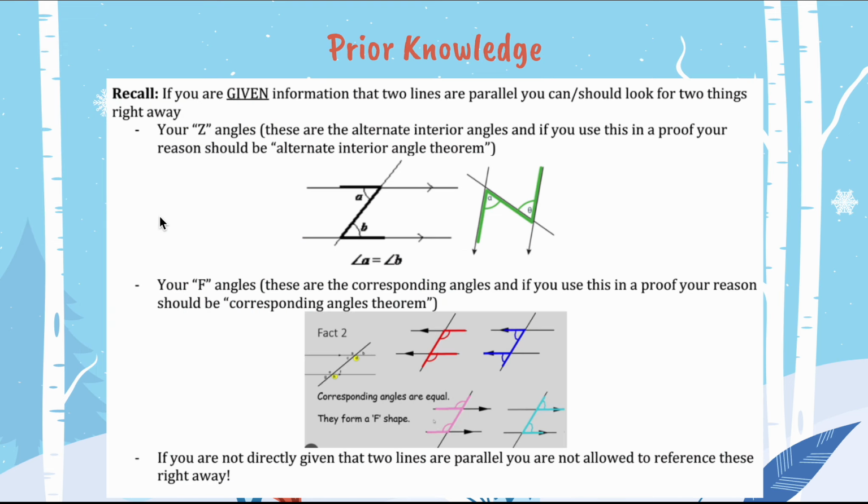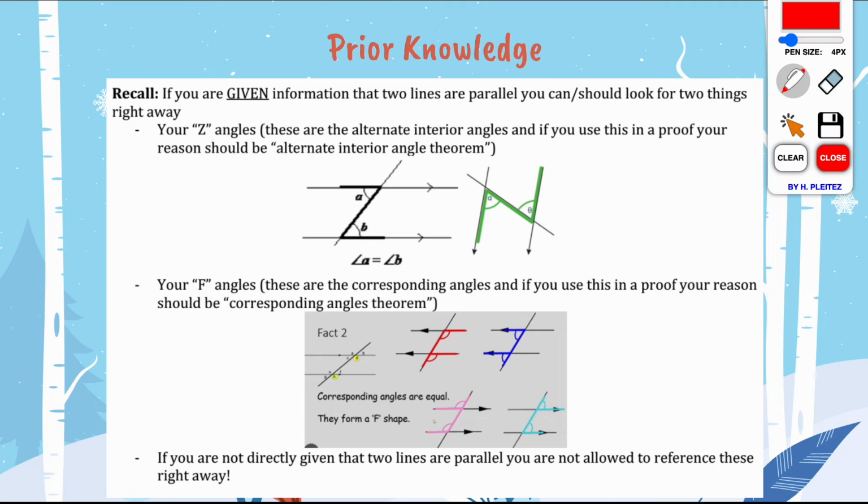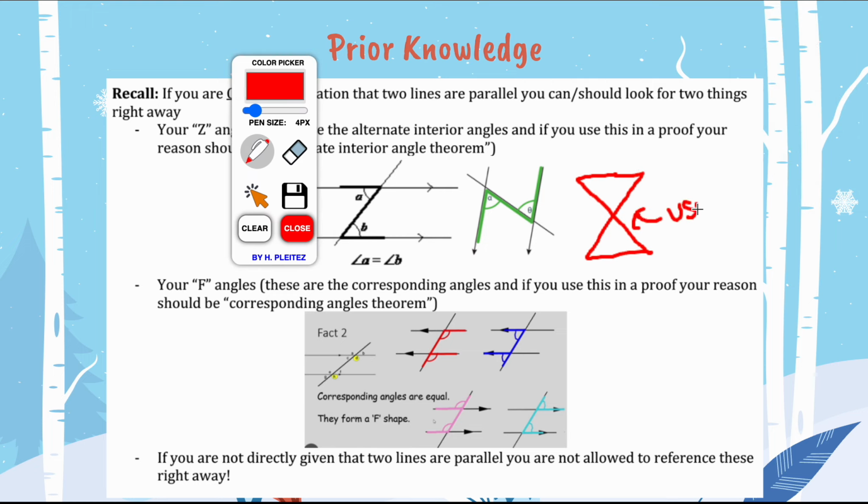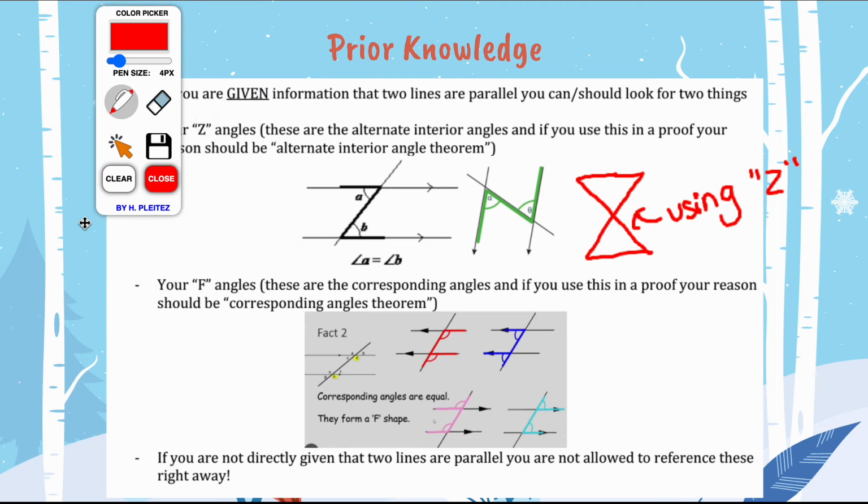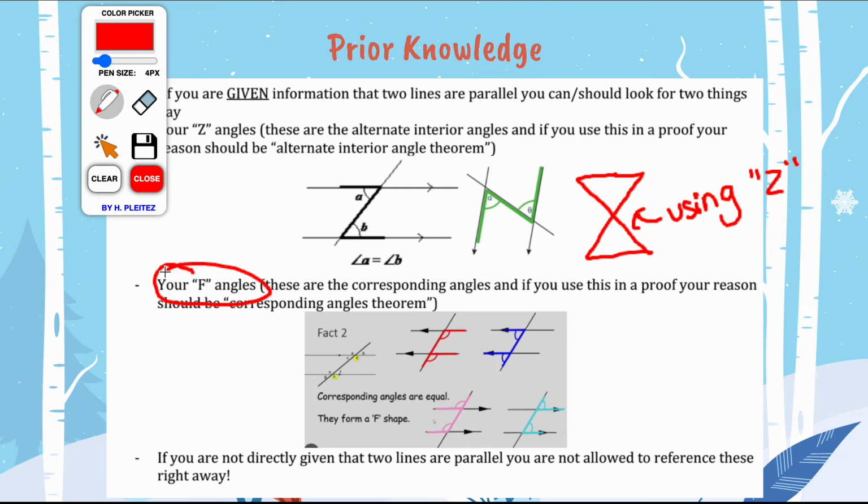Now, prior knowledge, remember, if we're given information about parallel lines, we should be looking for our alternate interior angles, and those are our Z angles. So just a good thing to know, and I would write this in our notes as well, when given parallel lines, if our diagrams look like this, we're going to be using Z angles. But then our F angles is something we haven't really studied that much in terms of triangles, but these are our corresponding angles, right?